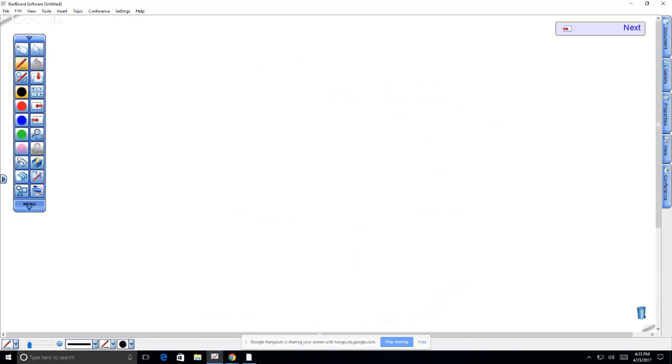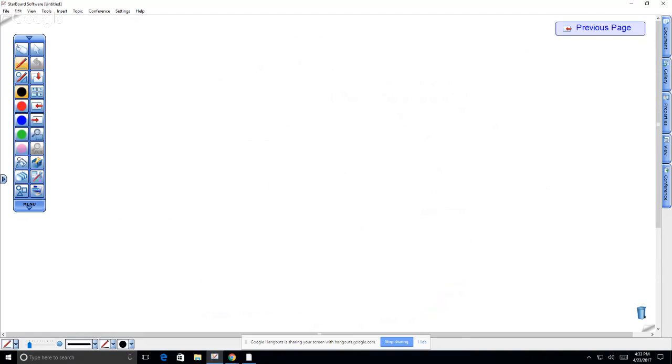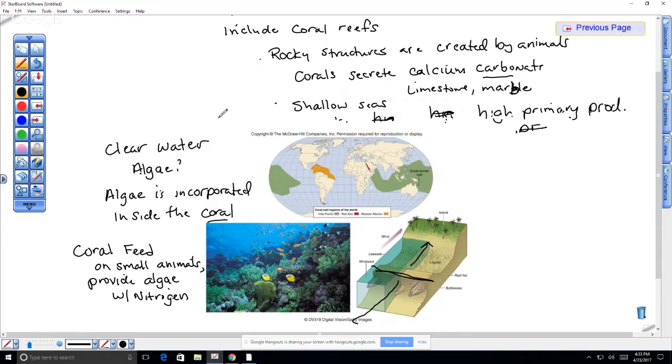The algae, on the other hand, use light energy to obtain their nutrients. Let me go back, sorry. So they use light energy to obtain carbon dioxide from the atmosphere. Okay, so the algae provide the coral with sugar. So that would be like a carbohydrate, sugar like glucose.